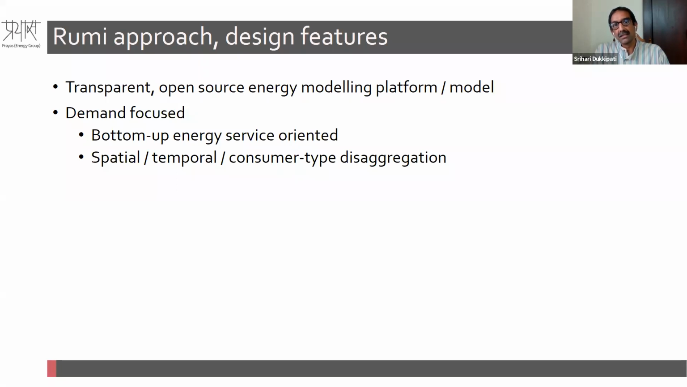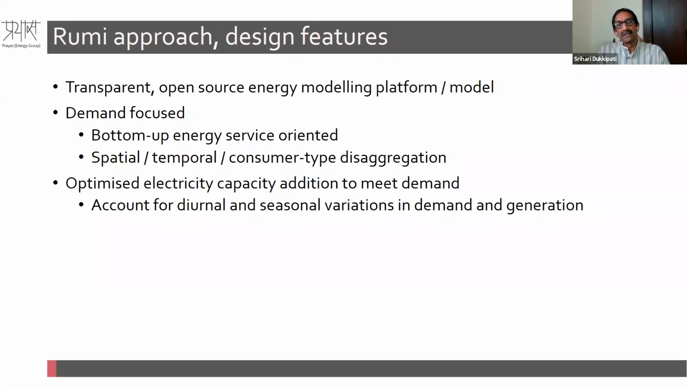And the third aspect of disaggregation is the consumer type, which is essentially, for example, for households, we thought it would be useful to have disaggregation by quintiles. And similarly, for example, if we were to do industry, then there would be small, medium, and large enterprises, etc.